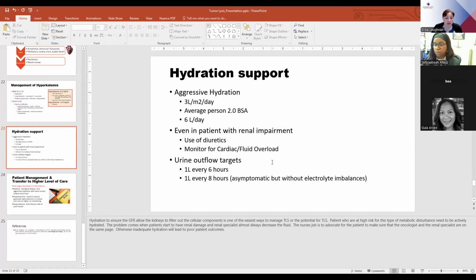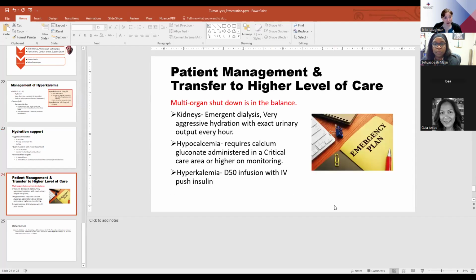We're going to give them diuretics, obviously, because that's too much fluid for a human to hold on to. And then we're going to monitor for cardiac and fluid overload for that patient, because if their kidneys aren't able to put that out, but we're pumping all that fluid through, they could easily overload them. So we have to be very careful with this. Urine output goals are 1 liter every 6 hours. And of course, this is going to require very close monitoring of urine output and symptoms to make sure we're not overloading our patient. So that brings us to the let's transfer the patient off the floor slide.